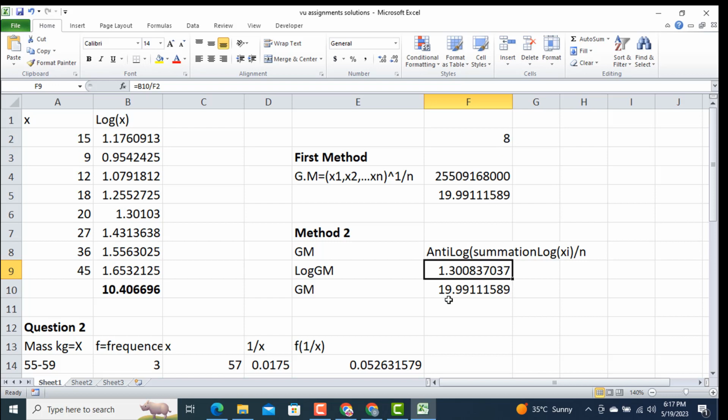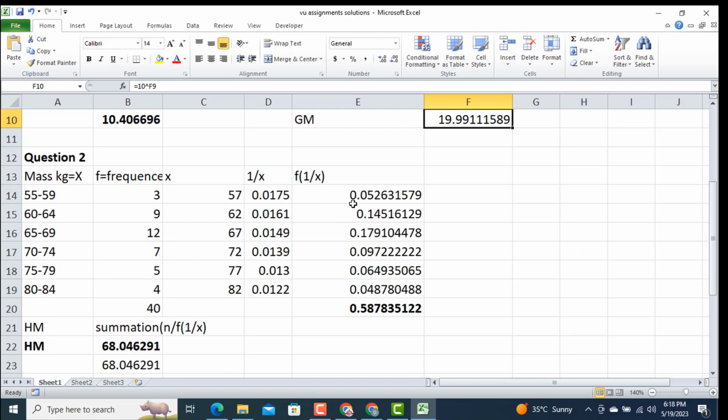So we will get 19.991, this one, F9. Here I have taken the antilog of these values. How do I get the antilog of these values? I apply the equal sign, then 10 raised to the power F9. F9 is here. This is the result. So I will get the geometric mean 19.991, which is exactly the same as I determined in the first method. Now move to question number 2.